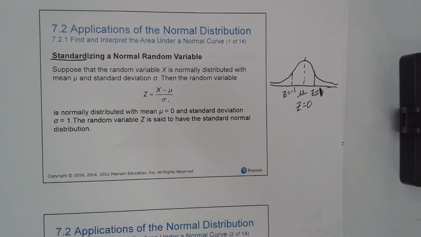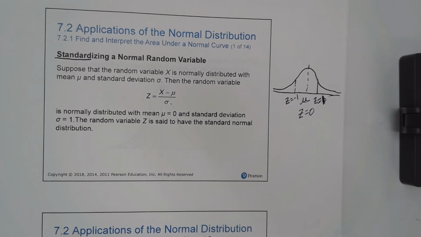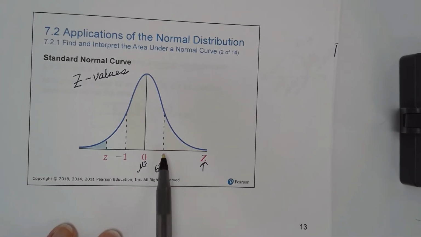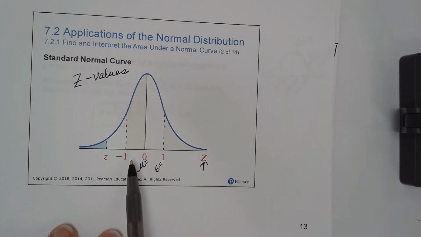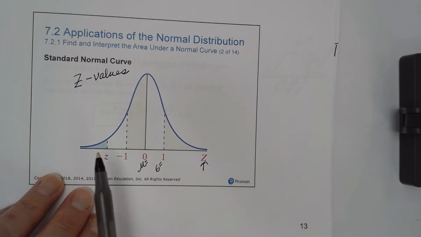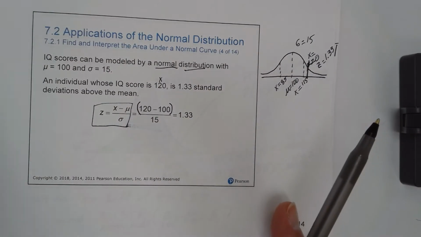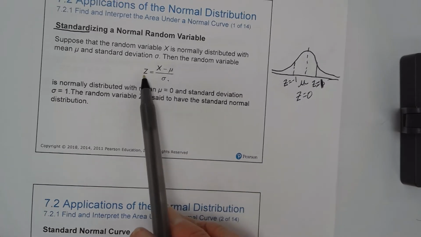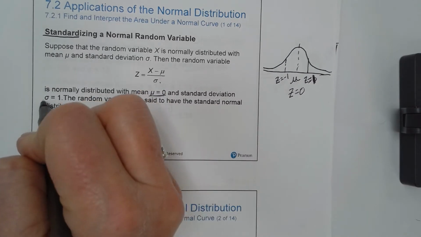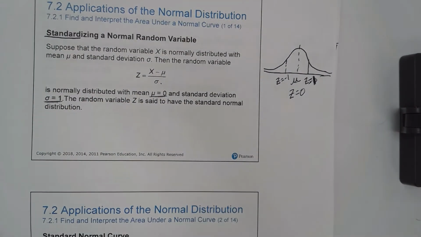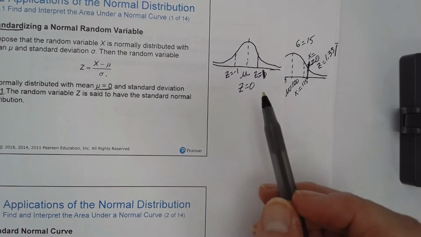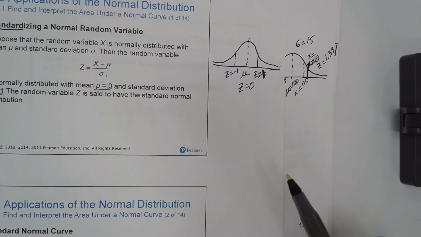All right. So we talked about z values are positive to the right and negative to the left, and they represent number of standard deviations. Okay, another important thing when you're talking about z values is that the mean is always 0 and the standard deviation is always 1. If you're putting z values on your normal curve, then the mean is always 0 and the standard deviation is always 1.